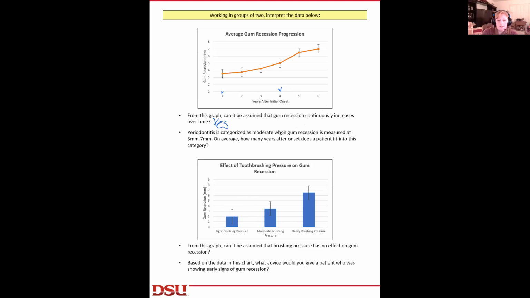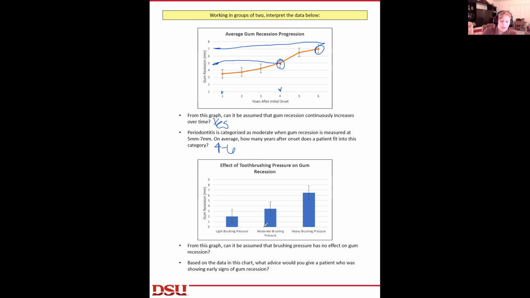Let's try this again. On average, how many years after onset does a patient fit into the 5 to 7 millimeter category? All right, so here's our 5. Here's our 7. We start running into this right here, and obviously right here. So really between years 4 to 6.